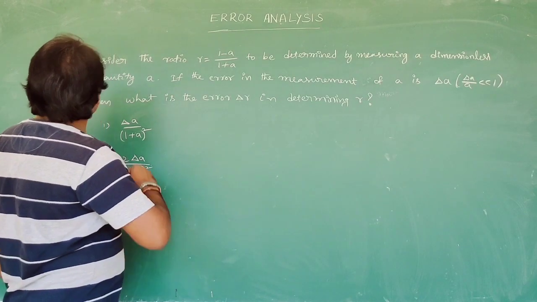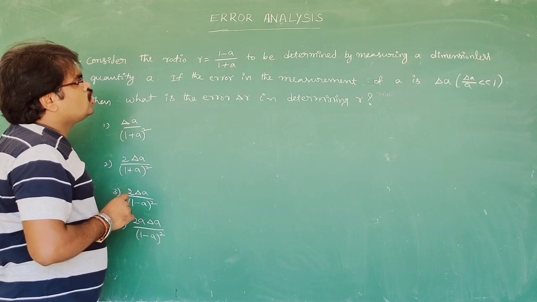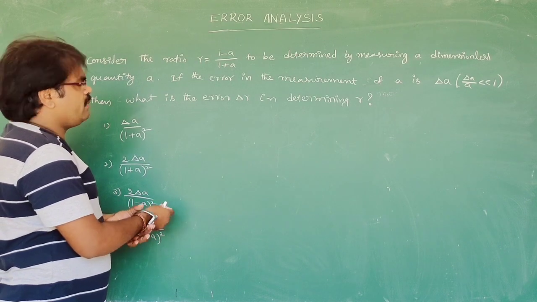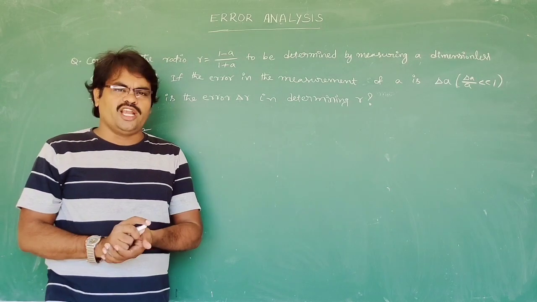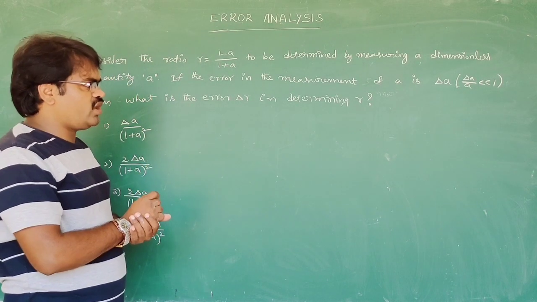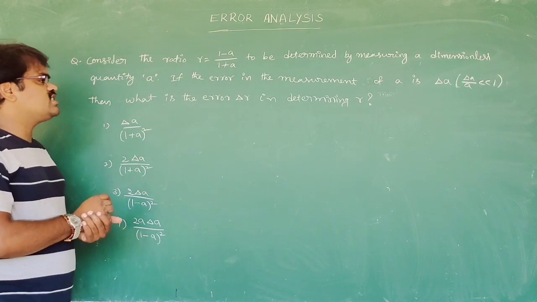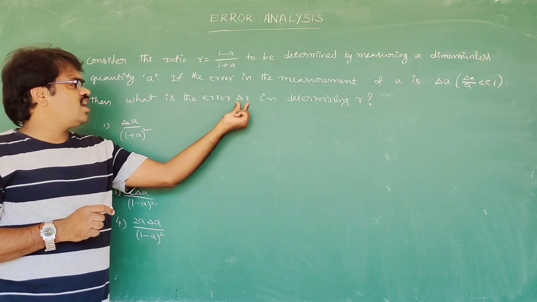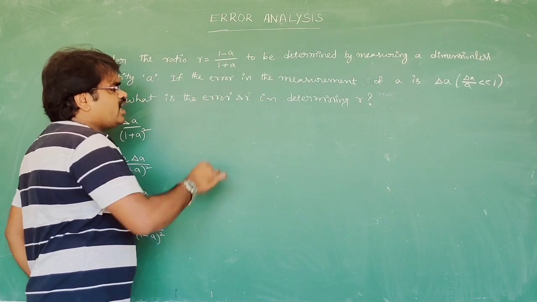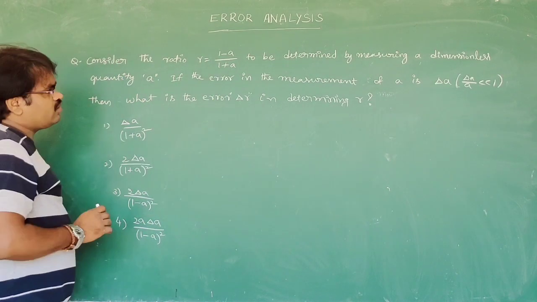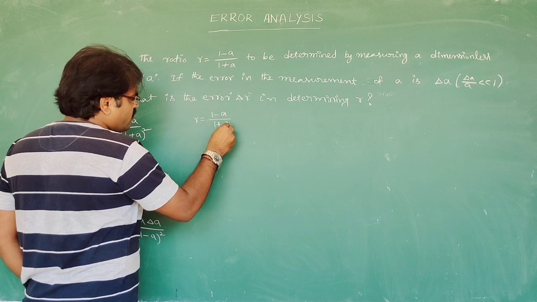Now the second question. Consider the ratio r is equal to 1 minus a by 1 plus a, to be determined by measuring a dimensionless quantity a. If the error in the measurement of a is delta a, then the fractional error of a is less than 1, they have given. Then what is the error delta r in determining r? Delta r value they are asking, but what relation did they give? r is equal to 1 minus a by 1 plus a.